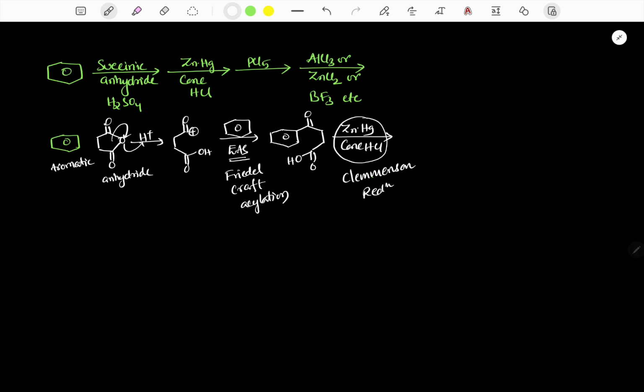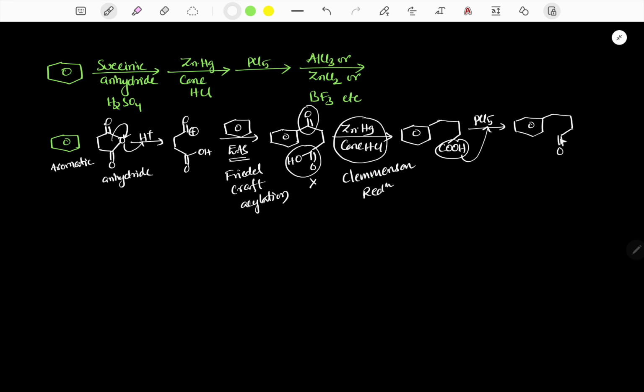And we know that in the Clemmensen reduction only keto group will be reduced and carboxylic acid do not undergo reduction. Therefore only keto group is reduced and carboxylic group remains as COOH. Now it is treated with PCl5. So this carboxylic acid reacts with PCl5. We know that when carboxylic acid is treated with PCl5, it gives corresponding carbonyl chloride. It is simply nucleophilic substitution. In place of OH, we are getting Cl.